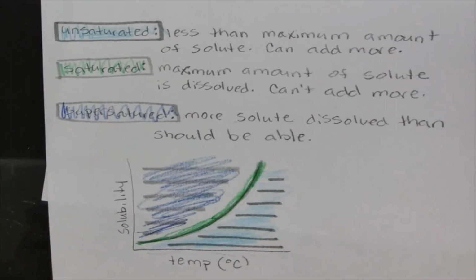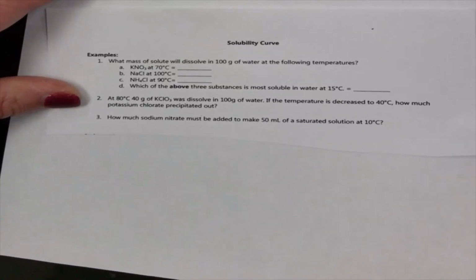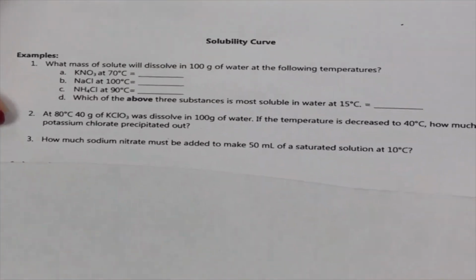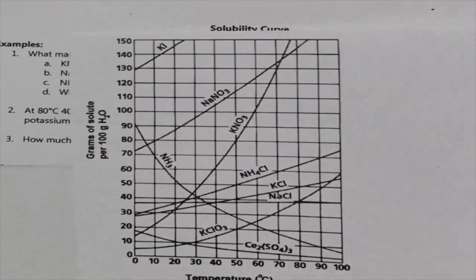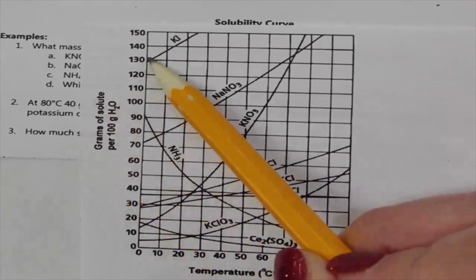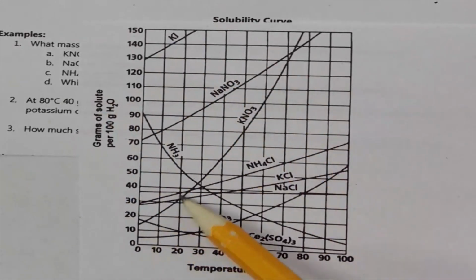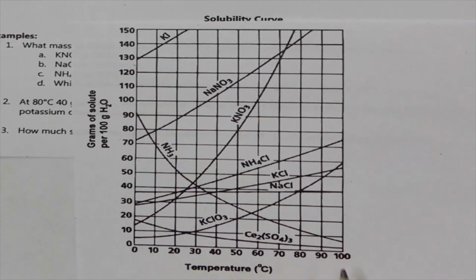So let's look at a couple of practice examples here to see if we can't make all of this make sense. Now this comes from your worksheet, which I have placed onto the student website. All right, and we're going to be using our solubility curve. And what do we notice here? The overwhelming majority of these different substances are increasing in solubility as the temperature goes up.